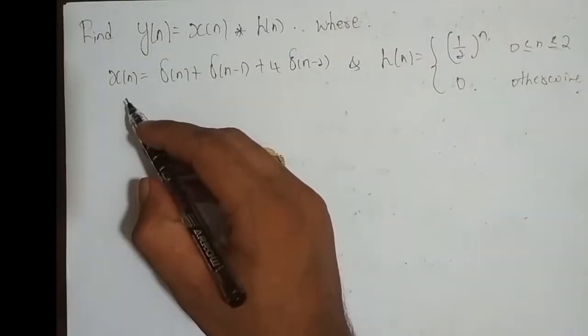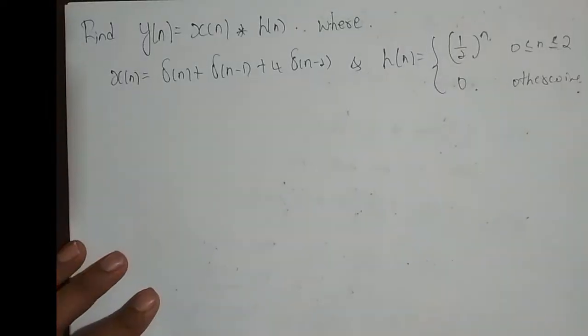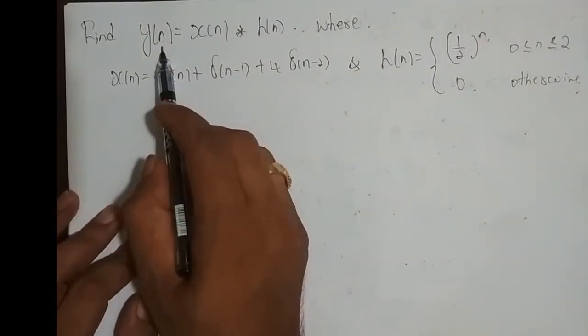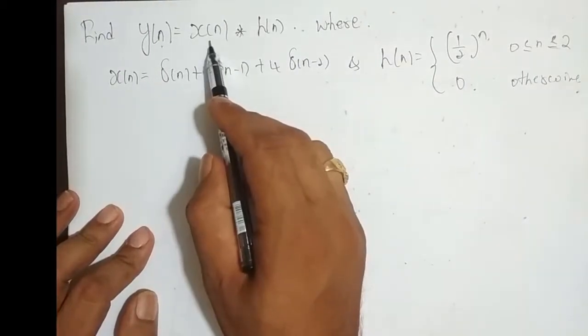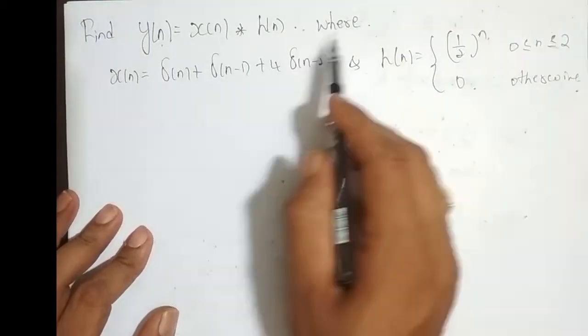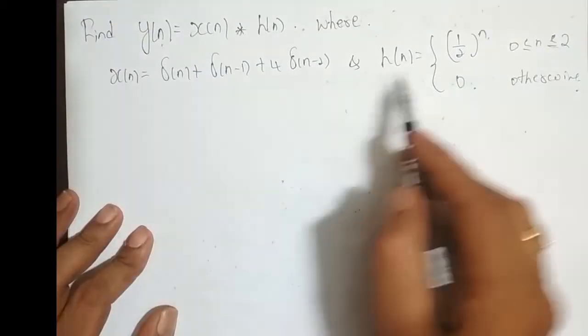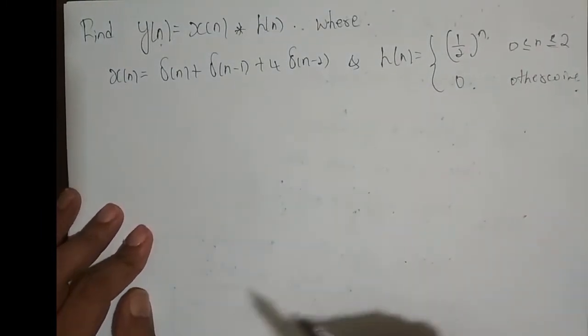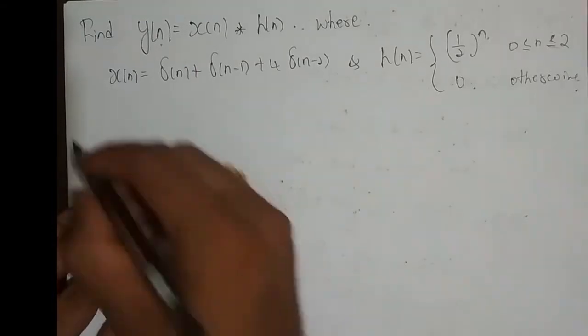Next sequence is y of n, it's a bit of a different problem. So I need to find y of n, and what is y of n? Y of n is x of n convolved with h of n, where x of n is this sequence and h of n is this sequence. So again we have to use the convolution property of the transform. We'll see how we do that.